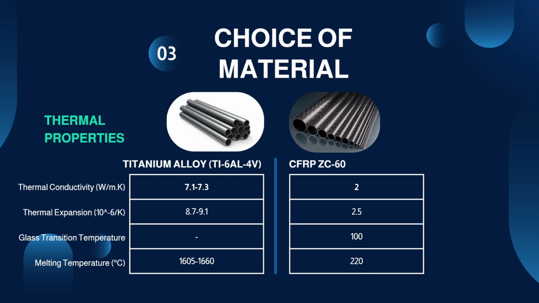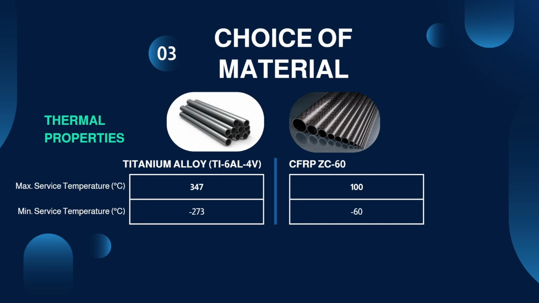Moving on to the thermal properties. Their thermal conductivities determine which will feel hotter under exposure to heat and radiation. While both have extremely low thermal conductivity, CFRP is lower. Titanium alloy will expand more than CFRP as seen by thermal expansion. However, CFRP will enter glass transition when it reaches high temperatures of 100 degrees, which is also the maximum surface temperature. It is also unable to survive at low temperatures, only reaching negative 60 degrees. The melting point of CFRP is also low compared to titanium alloy.